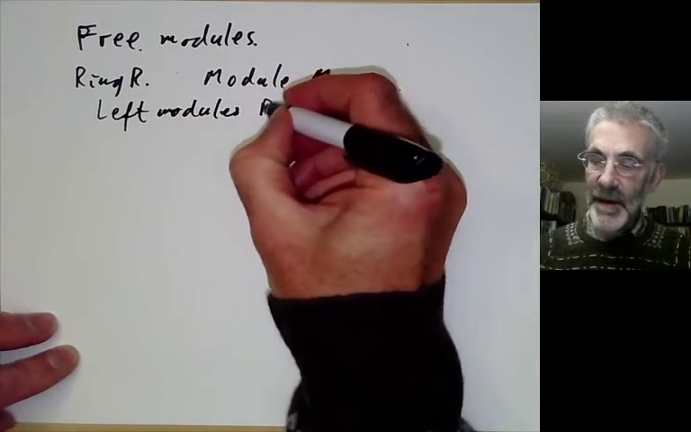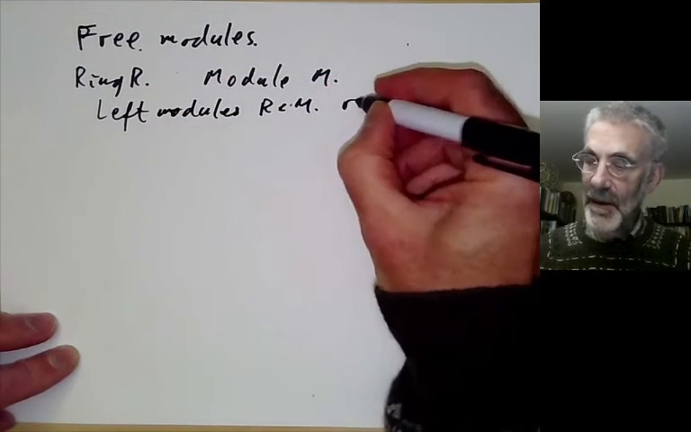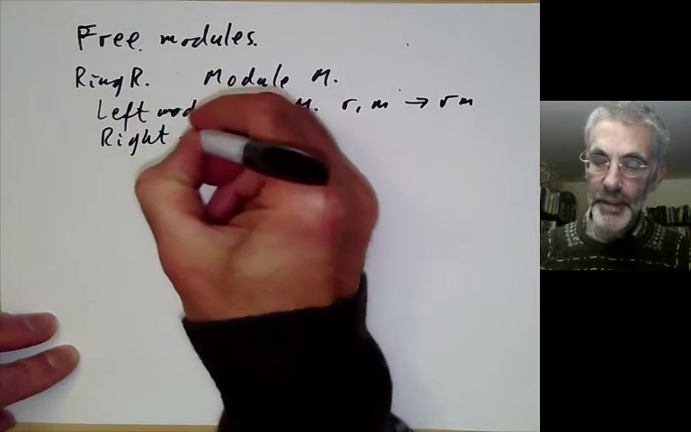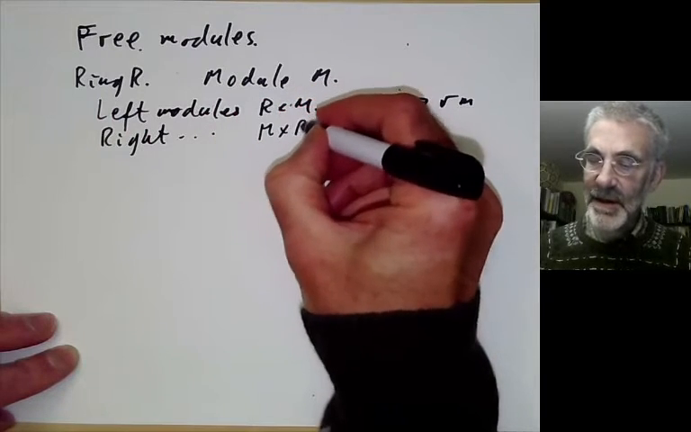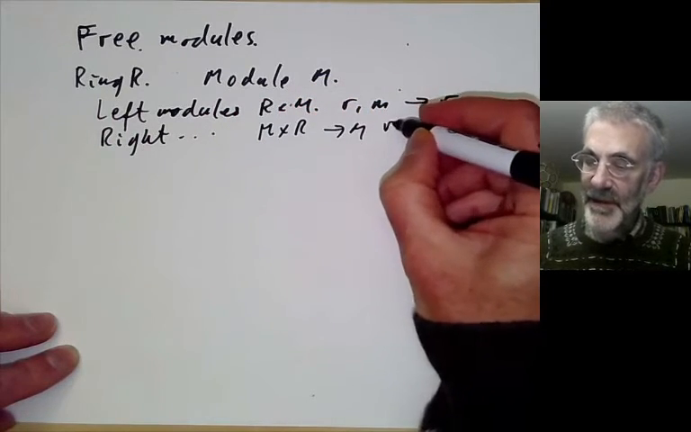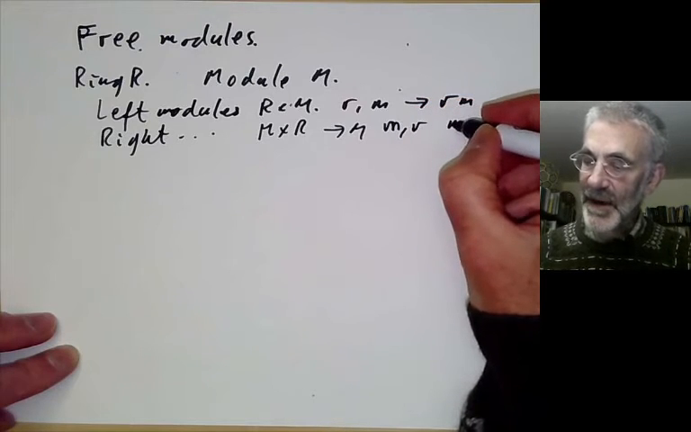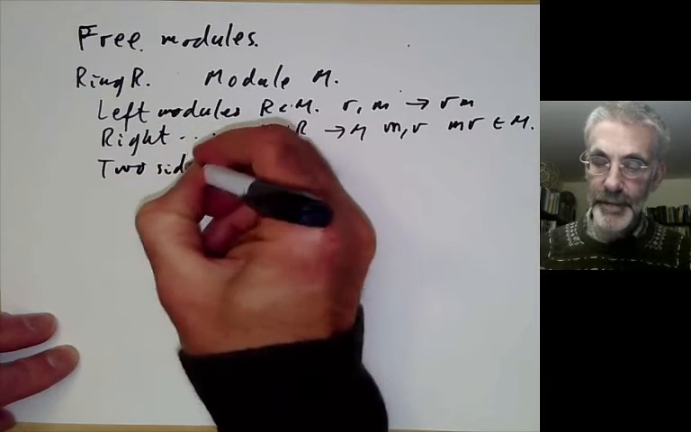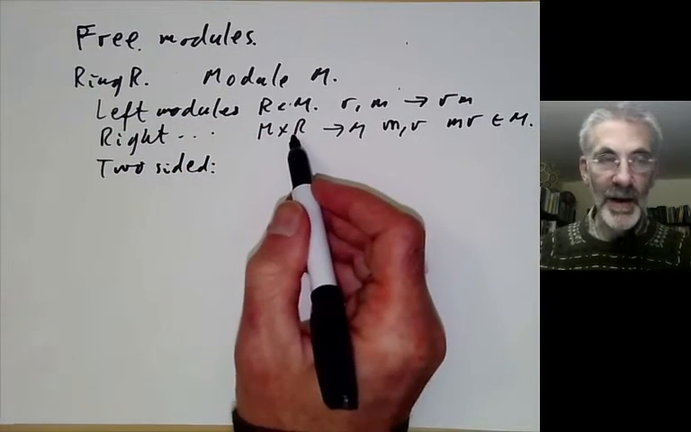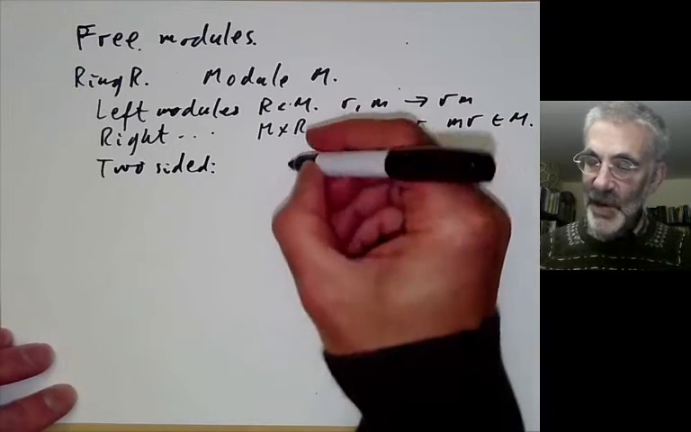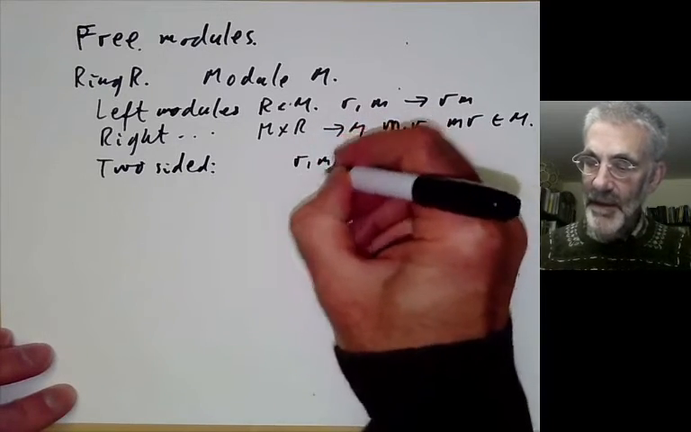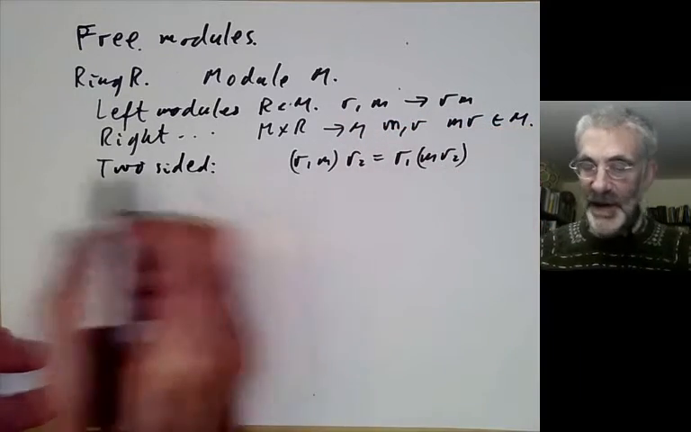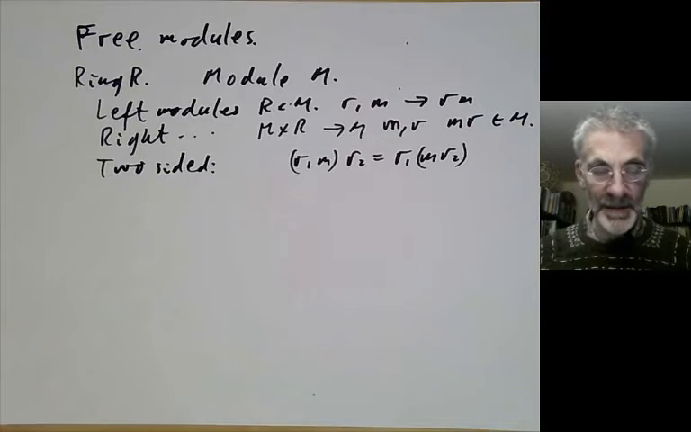where we have R acting on the left, so R and M goes to R times M. We can have right modules where we have M times R goes to M, and this time if we're given an element m and r, we have an element m times r in M. And we have two-sided modules where we can multiply M by R on the left or on the right, and these left and right actions have to commute, so (r1 m) r2 must be equal to r1 (m r2), and we will be using the difference between left, right and two-sided modules a little bit later.